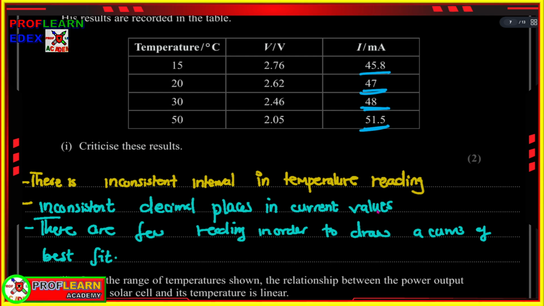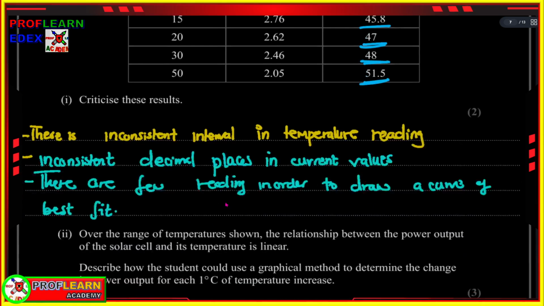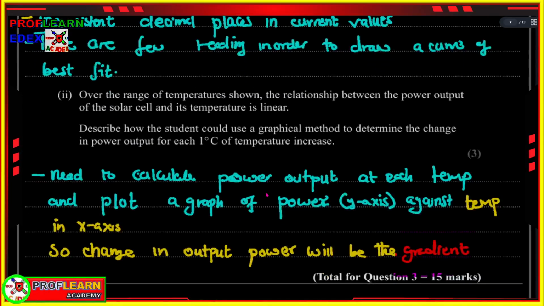Inconsistency in the number of decimal places in the current. You can see here we are having 1 decimal place. Here we are having 2 significant figures. So there is inconsistency in the number of decimal places as well as the number of significant figures. So there are a few readings. So this data is not really enough to draw a graph and get the accurate curve of best fit.